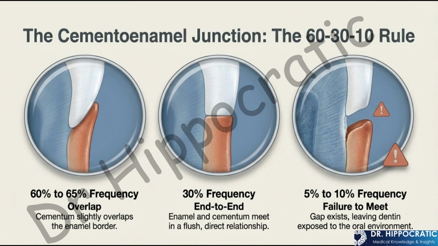What happens if the shirt completely pulls out of the pants? Well, 5 to 10% of the time, the enamel and the cementum fail to meet entirely. A physical gap exists. This is critical because it leaves the underlying dentin completely exposed to the oral environment. And dentin isn't a solid wall, is it? No, it's full of microscopic tubes that lead straight into the nerve center of the tooth.